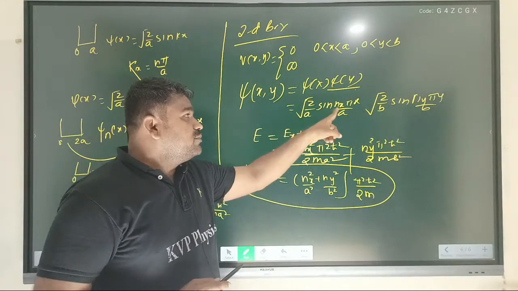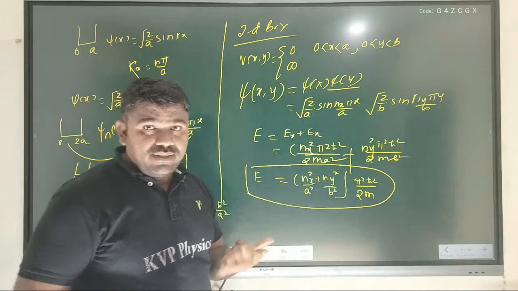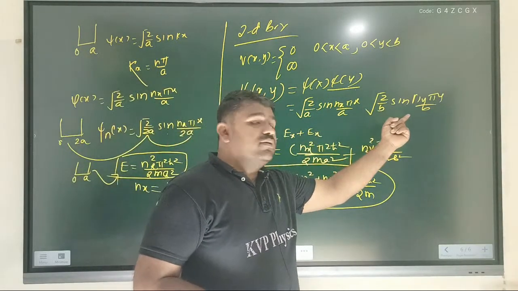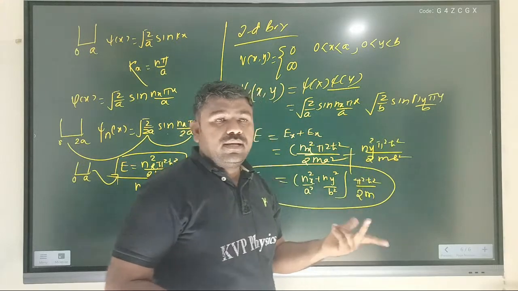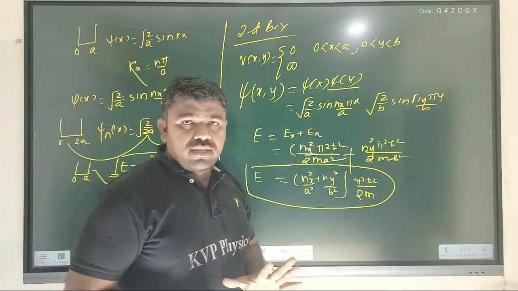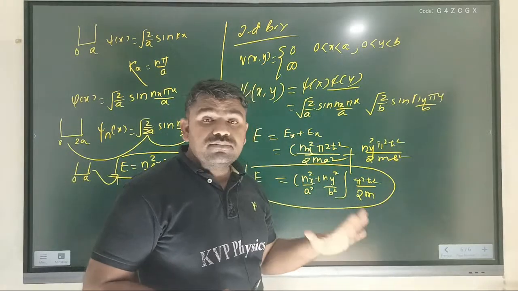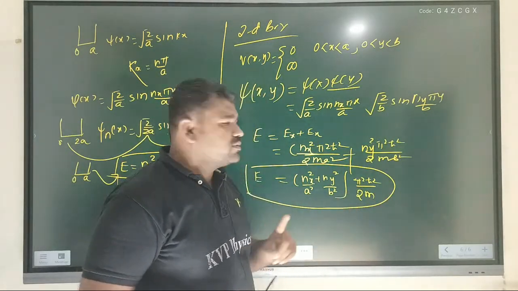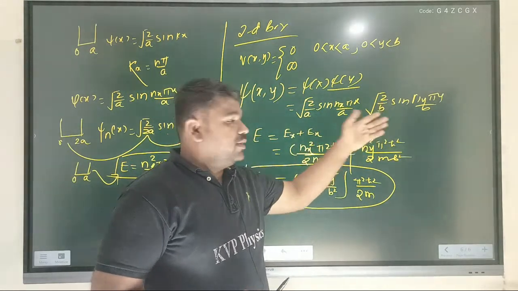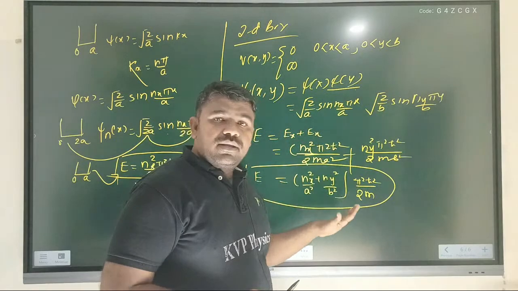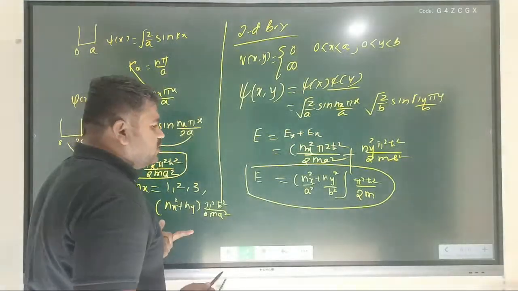What happens? Suppose we choose nx is equal to 0, then the first part becomes 0, and ny is equal to 1. The second part is not equal to 0, but the first part is equal to 0. 0 into something becomes 0. Clear? It means our wave function becomes 0. Wave function 0, energy also 0. Remaining all terms become 0. Therefore, always focus on the wave function. First look at the wave function. Only if it is non-zero will our energy be non-zero. Clear? It means we can choose the nx and ny values.